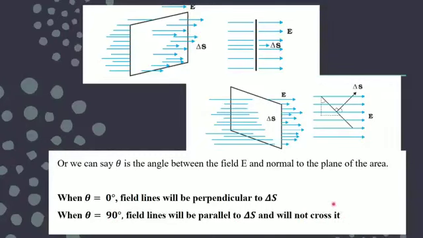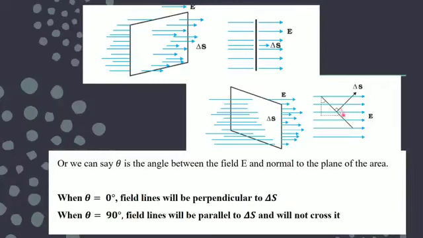Or in another way, you can say if theta lies between 0 and 90, then flux will be positive. If theta lies between 90 and 180, meaning the area vector is in this direction but the field is acting in the opposite direction, at 180 degrees, then this will be minus ES. So flux will be negative. So flux can be positive, negative or 0 depending upon the value of theta.